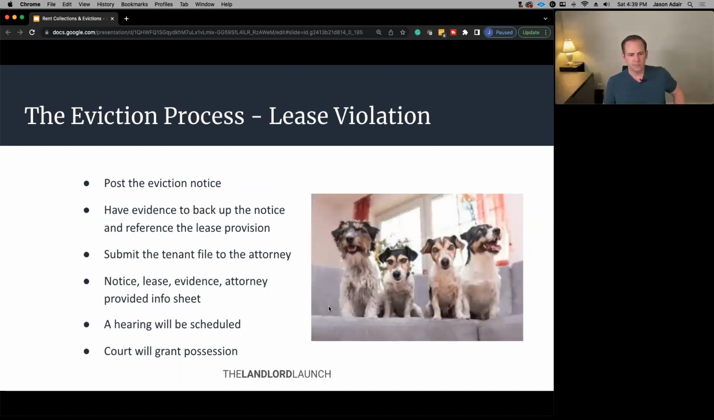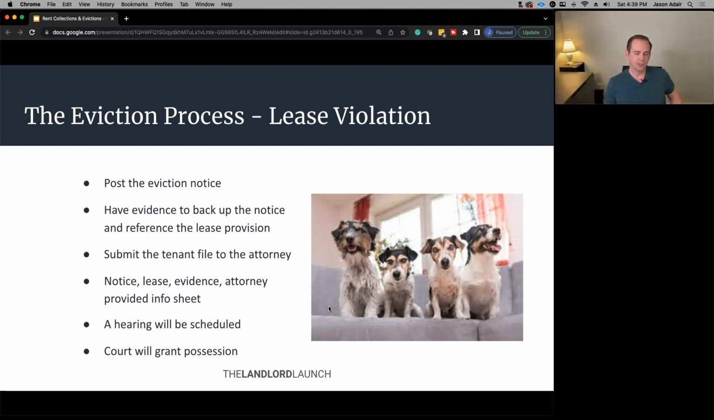So with the lease violation, that eviction notice is posted, and by the eviction notice, it's going to be your notice to comply or non-compliance, whatever that ends up happening. You're going to want to have evidence to back this up. These are a little more difficult to push through the court. Non-pays are pretty black and white. You have the tenant ledger, and they can either prove they paid rent or they didn't, and then the judgment is a pretty easy decision to make.